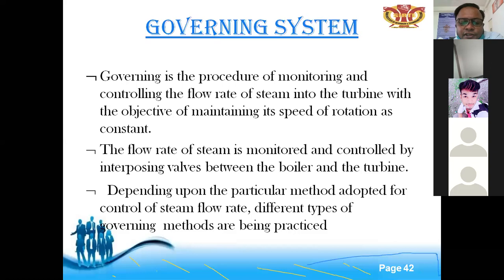The flow rate of steam is monitored and controlled by the interposing valve between the boiler and the turbine, depending upon the particular method adopted for the control of steam flow rate. Different types of governing methods are being practiced.